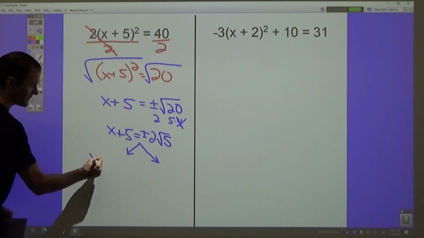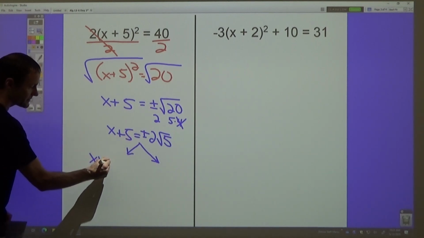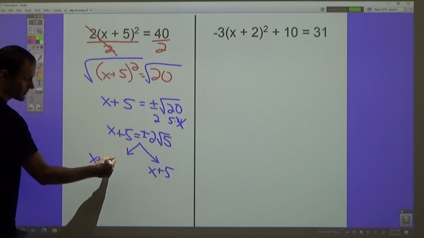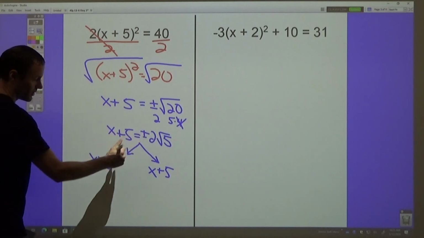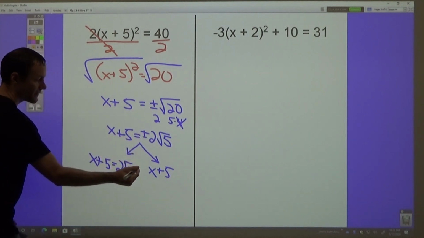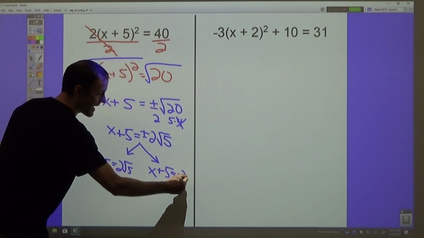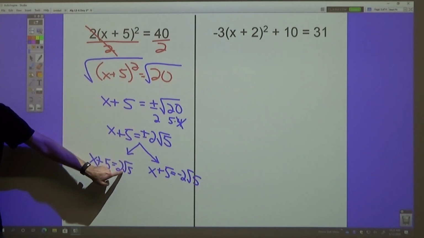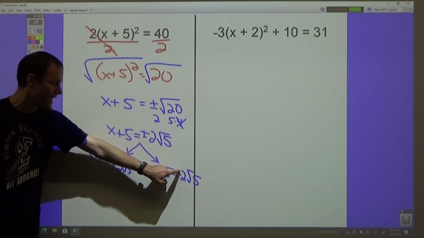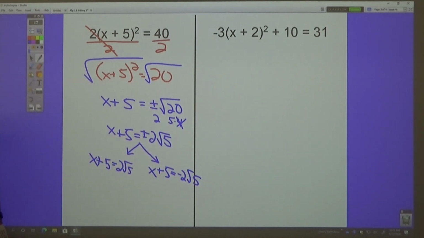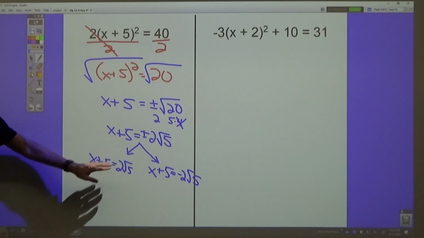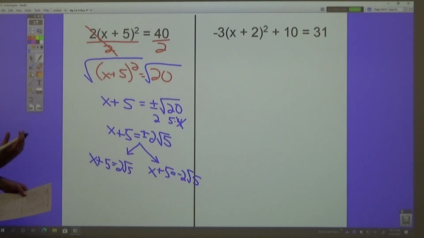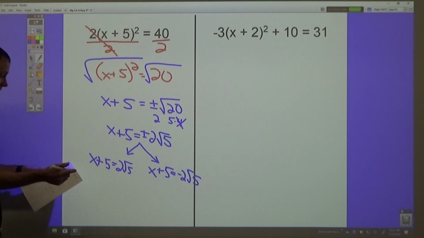So now when we split the equation, we're splitting it with that plus or minus. We have x plus 5 and we have x plus 5. And now here's where it's going to be different. x plus 5 equals 2 radical 5, and x plus 5 equals negative 2 radical 5. Notice how we took that positive 2 radical 5 and moved it over to the left-hand side, and took that negative 2 radical 5 and moved it over to the right-hand side. Always move your positive one over here and your negative one over there. So now we have 2 separate things that we need to solve.